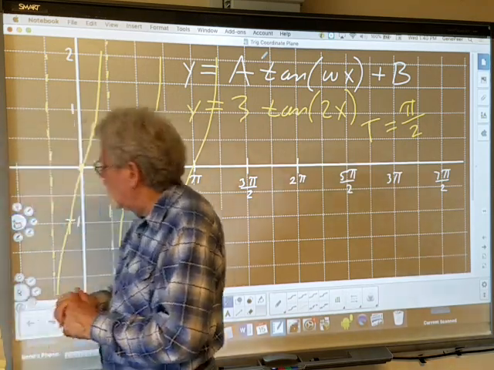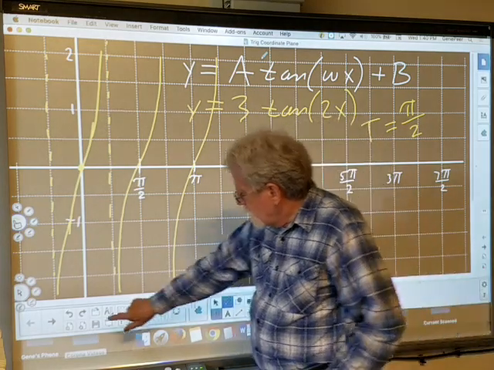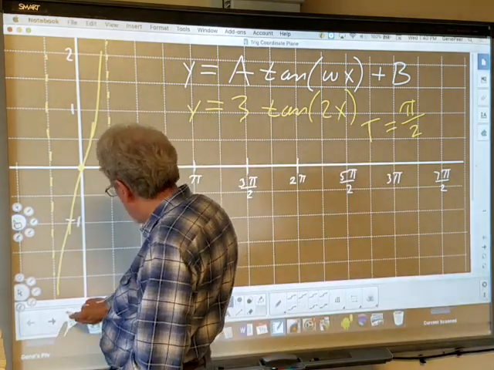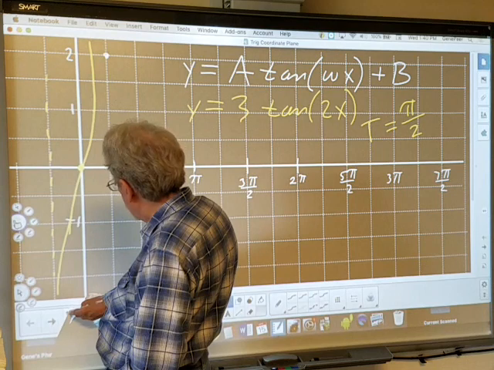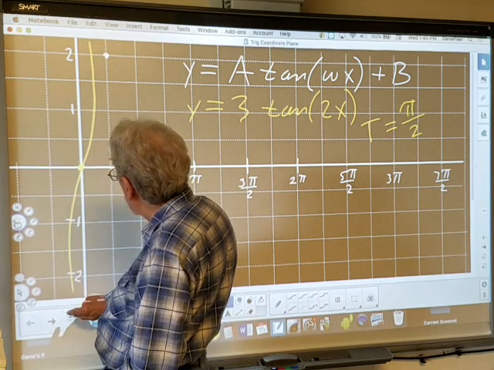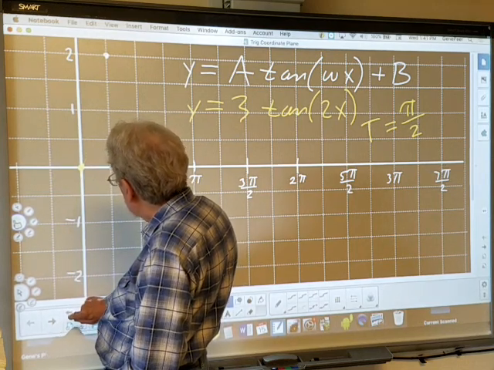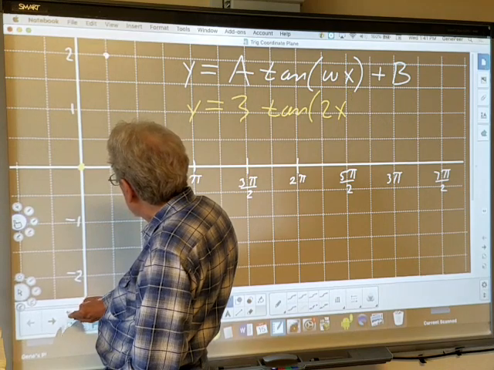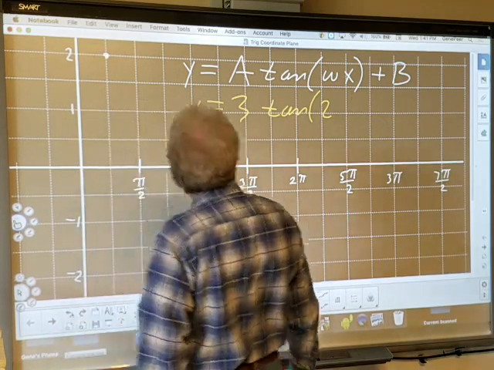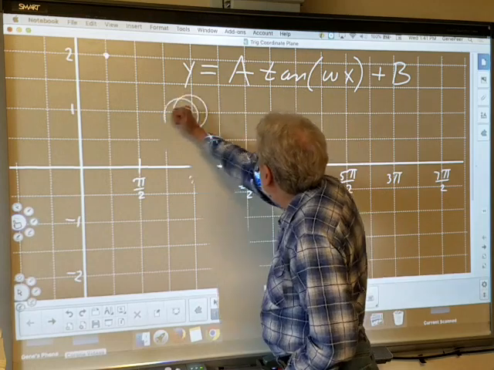Now, what about cotangent? Do you remember the definition of cotangent? You had better. Cotangent is simply the reciprocal of tangent.